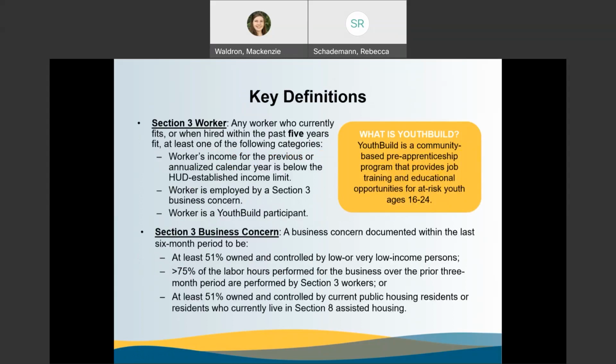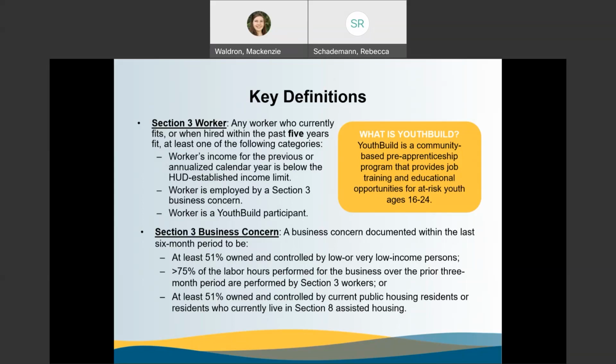Before examining the section 3 final rule requirements, we think it's important to address a few key definitions. As noted on the slide, a section 3 worker means any worker who currently fits or when hired within the past 5 years fit at least one of the following categories. The worker's income for the previous year or annualized calendar year is below the HUD established income limit. The worker is employed by a section 3 business concern, or the worker is a YouthBuild participant.